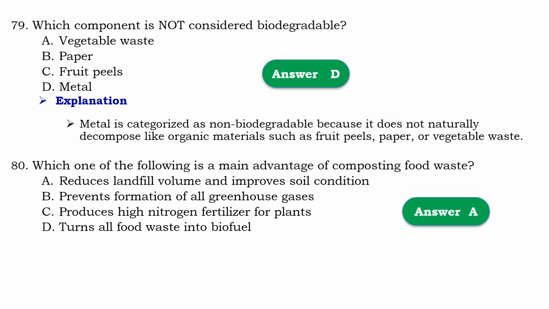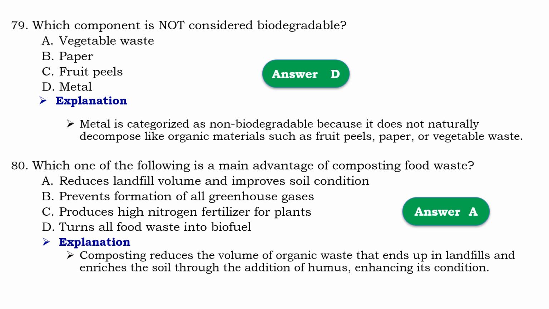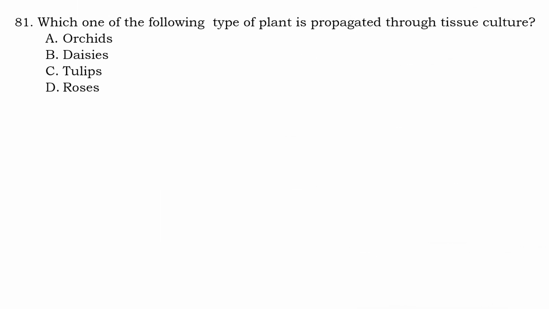Reduce landfills volume and improve soil condition. Means that composting reduce volume of organic wastes that end up in landfills and enriches the soil through addition of humus, enhancing its condition. Question number 81. Which one of the following type of plant is propagated through tissue culture?